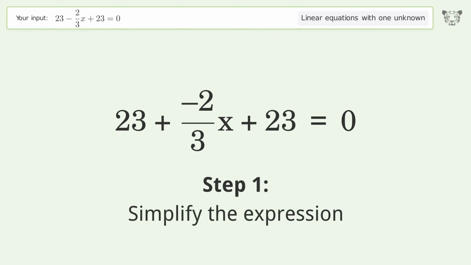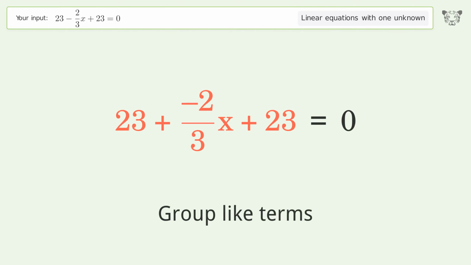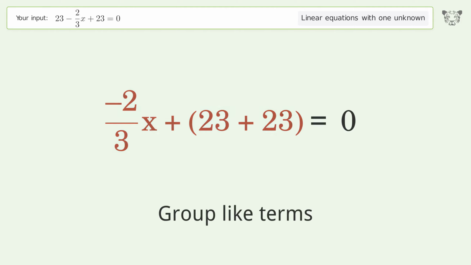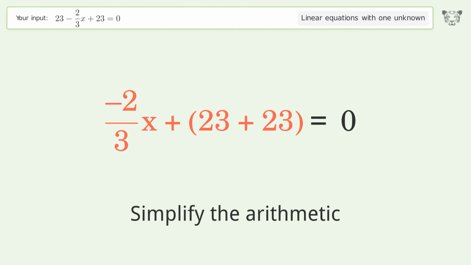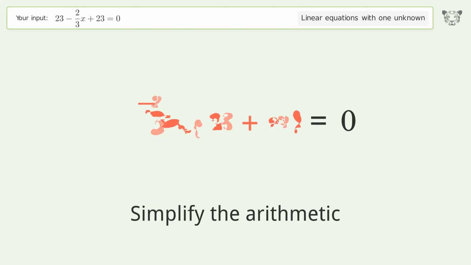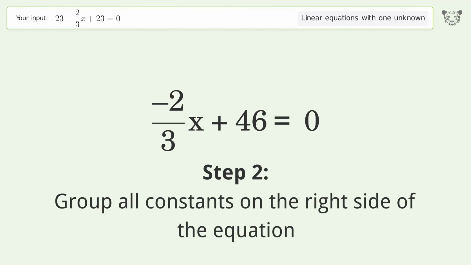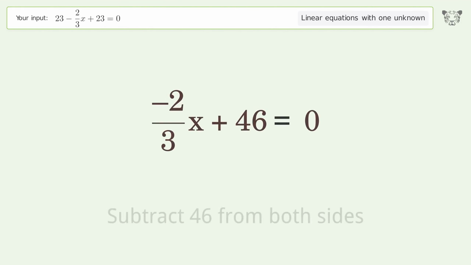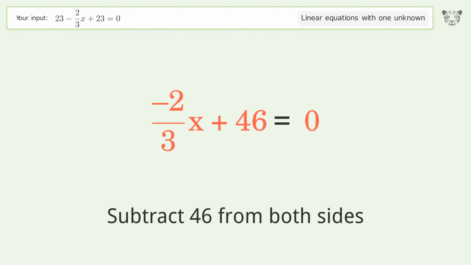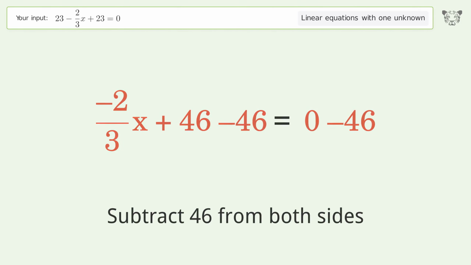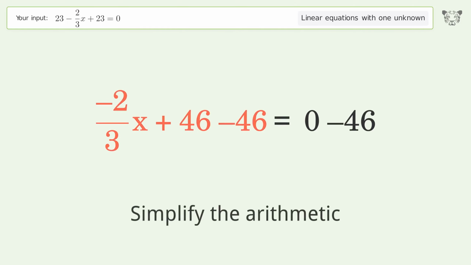Simplify the expression. Group like terms. Simplify the arithmetic. Group all constants on the right side of the equation. Subtract 46 from both sides. Simplify the arithmetic.